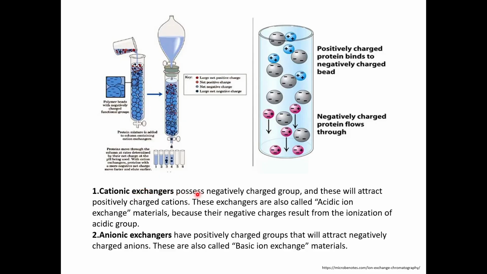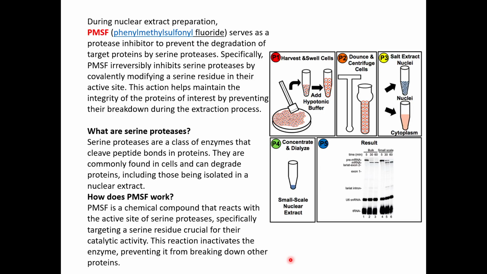Cationic exchangers possess negatively charged groups and these will attract positively charged ions. That's why it's called cationic exchanger, because it exchanges the cations. These exchangers are also called acidic ion exchange materials because their negative charge results from the ionization of acidic groups. Then the anionic exchanger is opposite to it. It has positively charged groups and it will attract negatively charged anions. And these are also called basic ion exchange materials because they have basic groups. So this was about ion exchange.